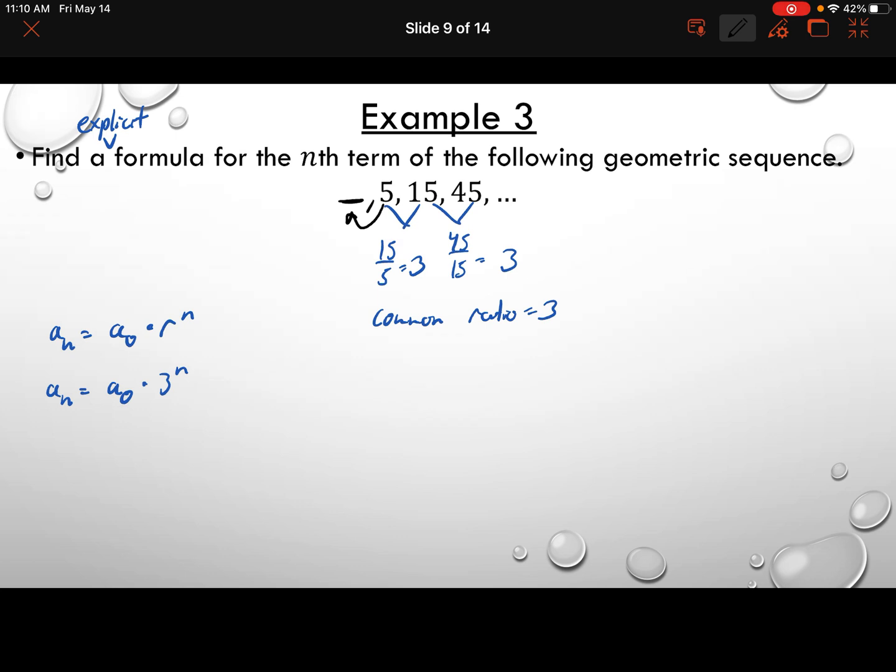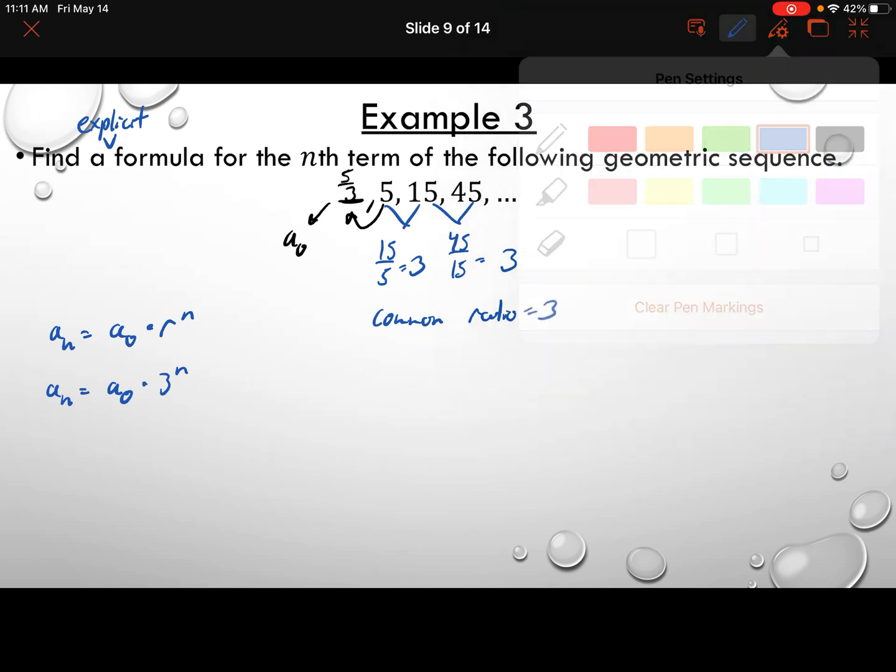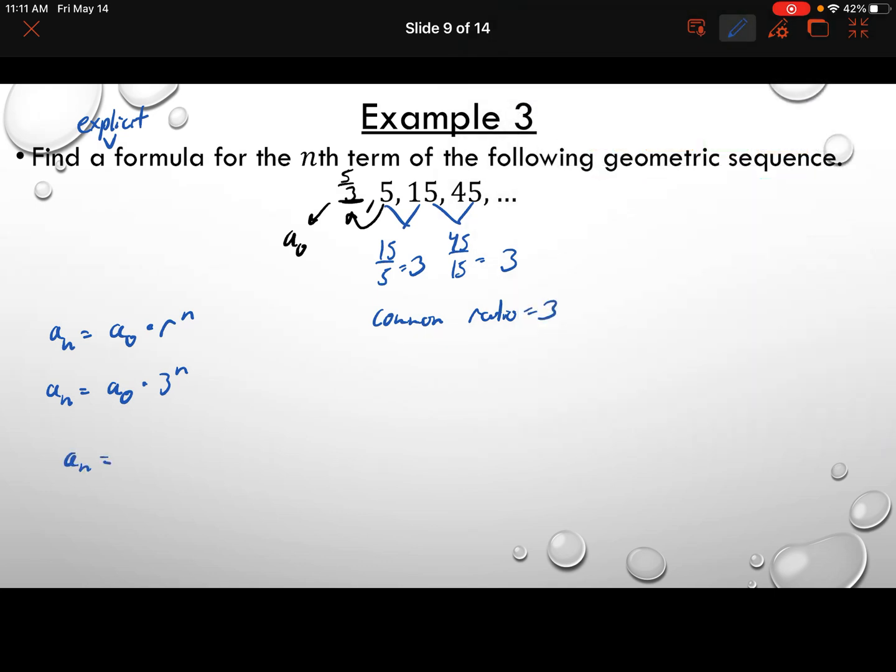And typically, I personally like to avoid decimals, so I'm just going to literally write it as 5 divided by 3. All right? Because we can't really simplify that unless we wanted to write it as 1.6 repeating. So we're just going to leave it as 5/3. So that means the zero term is 5/3, which means our explicit formula is now a sub n is equal to 5/3, because that was our zero term, or a sub 0, times 3 to the n power.